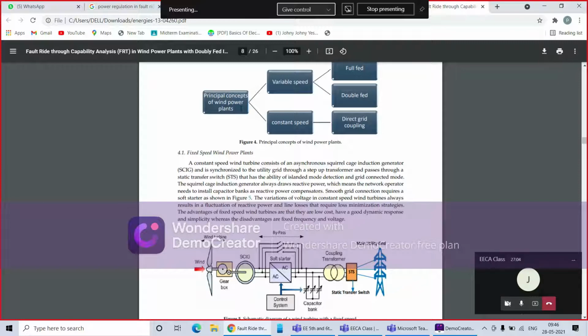And the squirrel cage induction generator always draws reactive power. Your induction generator always draws reactive power, which means the network operator needs to install a capacitor bank as a reactive power compensator.